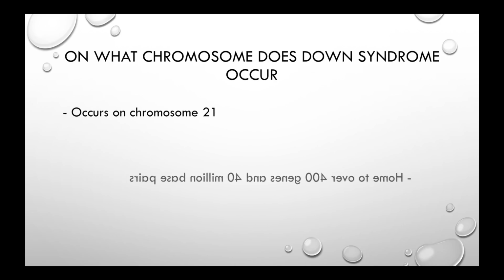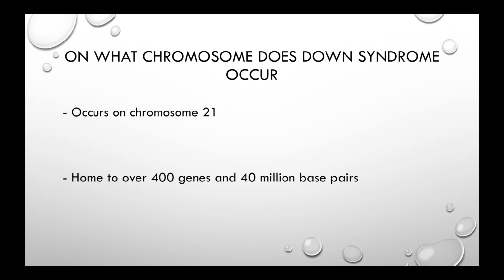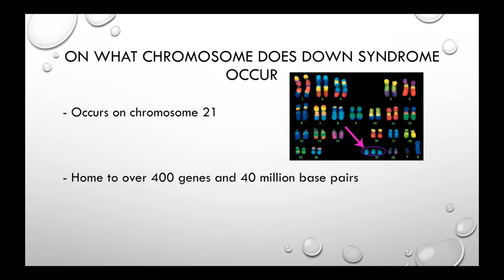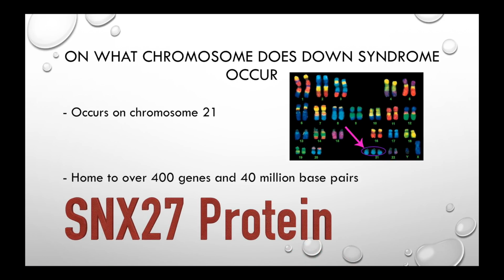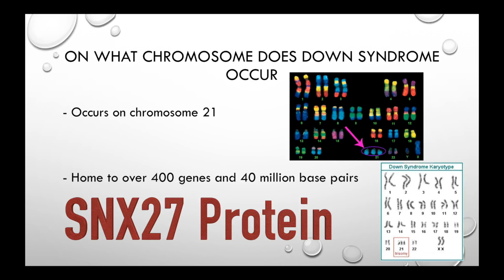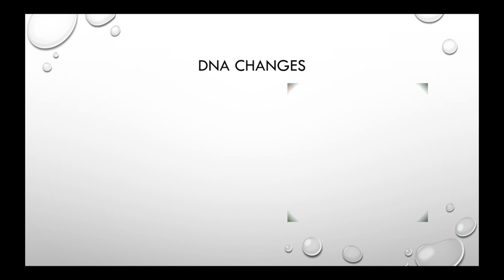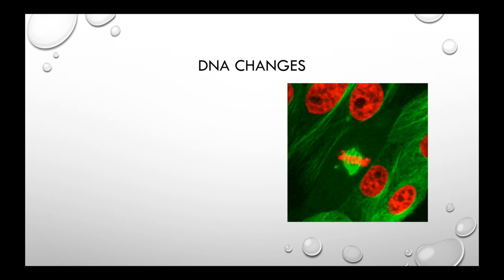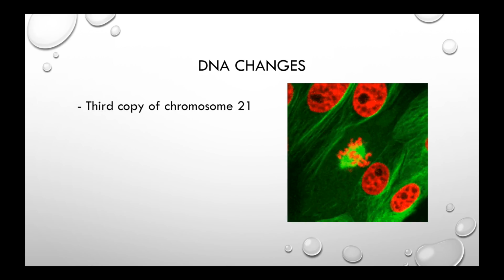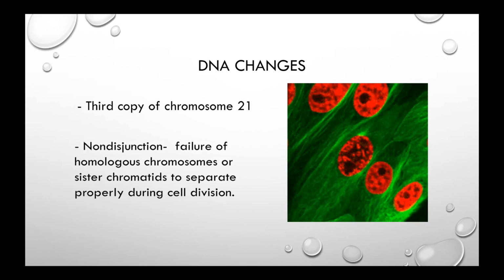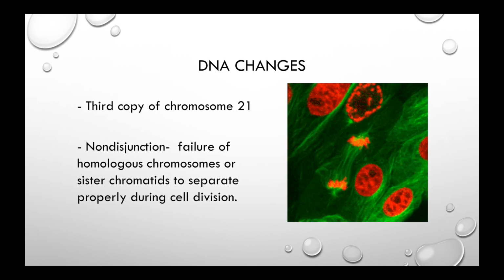Down syndrome occurs on chromosome number 21, holding over 400 genes and 40 million base pairs. Unlike most chromosome diseases that are a result of mutation of the chromosome, Down syndrome occurs from there being a repeated chromosome in an individual's gene pool. The DNA change leading to Down syndrome is an error in cell division of chromosome 21. This is commonly referred to as non-disjunction.